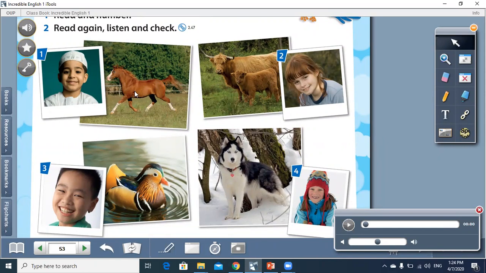So what is this, for example? This is a horse. And this is a cow and a baby cow, and here we have a dog, and here we have a dog. So we have a horse, cow, and a baby cow, and a dog and a horse. So let's listen and find who's speaking.